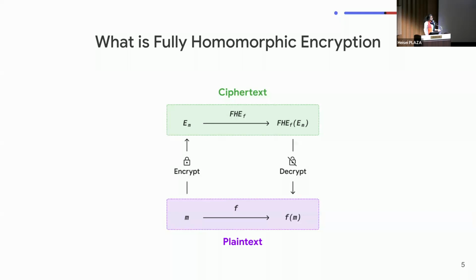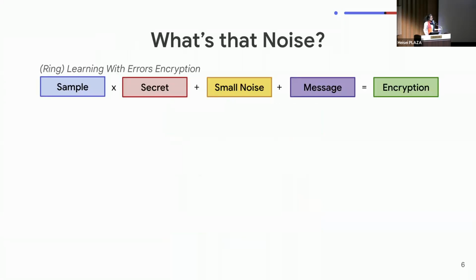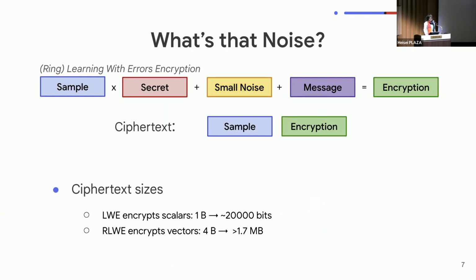And this is made possible by a noisy encryption scheme called the learning with errors encryption scheme. In this scheme, to encrypt a message, small noise is added to large random samples for protection. The ciphertext here is the sample and the encryption, and to encrypt 1 bit, you need 720 integers. So that's almost a ciphertext blowup of 20,000 times. There's a variant to this, which is the ring version, where you encrypt vectors of messages, but there's also a ciphertext blowup there.